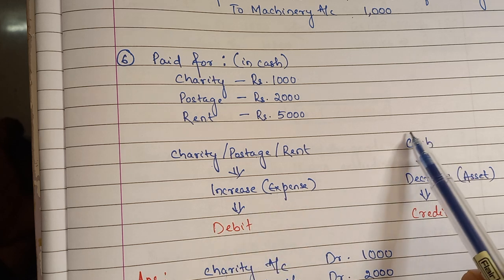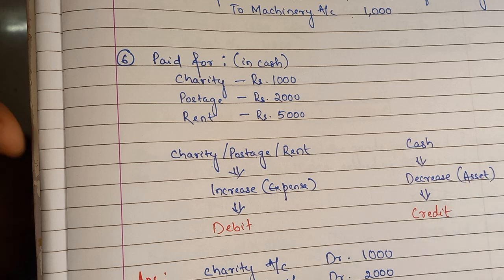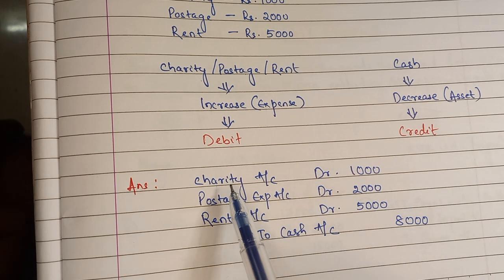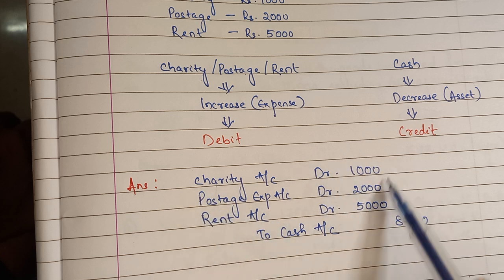At the same time, the company is paying by cash. Cash is an asset. Any decrease in assets is credit, correct? So what is the final entry we're going to post now? Charity account debited 1,000, postage expense account debited 2,000, rent account debited 5,000. These all are expenses, hence debited. To cash, the asset which has decreased, 8,000 rupees. Okay, so that's all on the complex side.